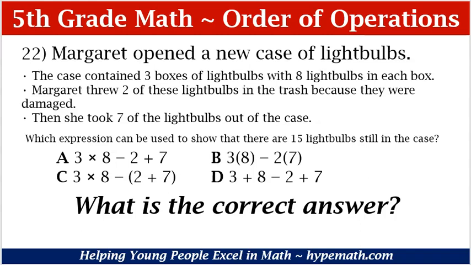Based on that information, what is our correct answer? So let's look at our answer choices again. We have A, 3 times 8 minus 2 plus 7. B, 3 times 8 minus 2 times 7. C, 3 times 8 minus, in parentheses, 2 plus 7. And last we have 3 plus 8 minus 2 plus 7.